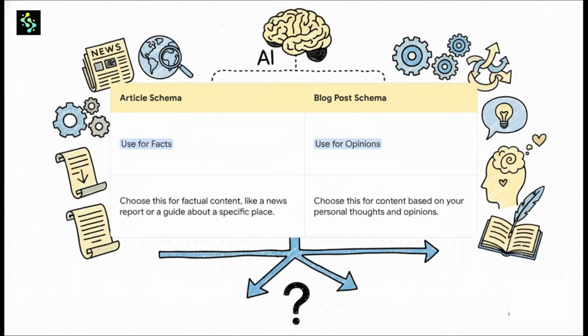Well, it starts with picking the correct schema type. And this really breaks down the key difference. If you're publishing something that's factual, like a news story or a guide, you're going to use article schema. But if you're writing about your own thoughts, your opinions, then you use blog post schema. This simple choice helps the AI correctly categorize your information and, frankly, trust it more.